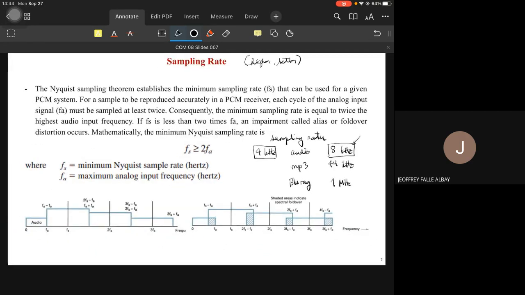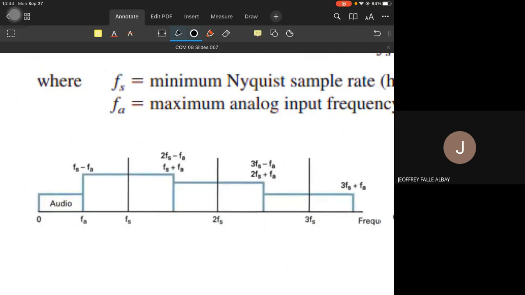frequency is enough, no? So Fs is equal to 2Fa, or should be greater than or equal to 2Fa. So, nganong twice man? Why is twice enough? No? Twice is enough to avoid aliasing, no? So we'll revisit that term in a while. Aliasing or foldovers. So, atong i-discuss sa sunod. Okay?